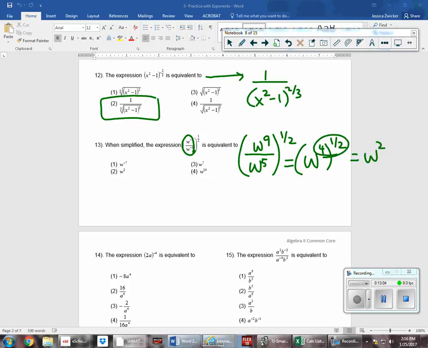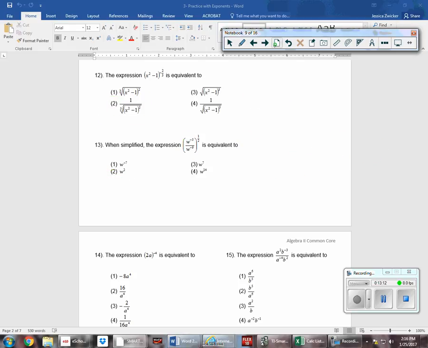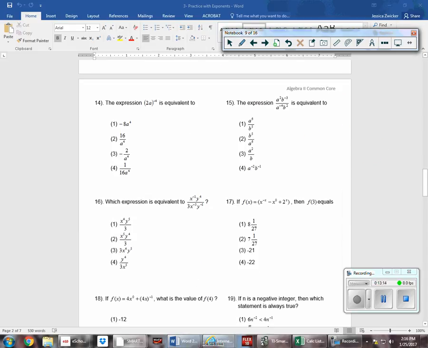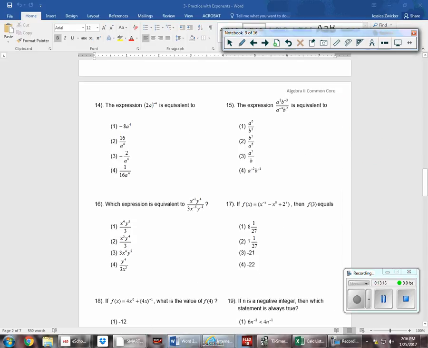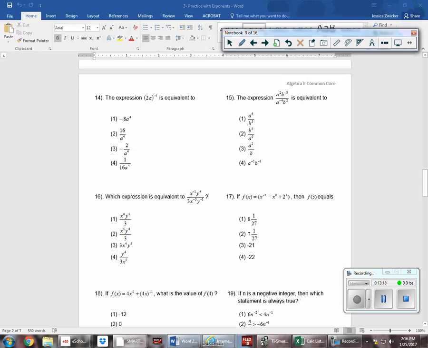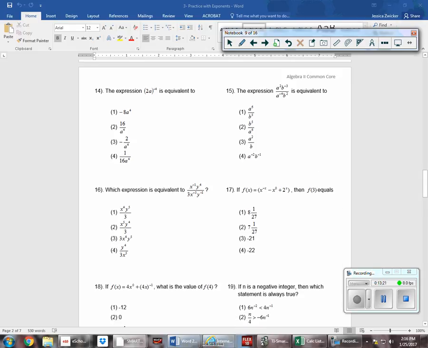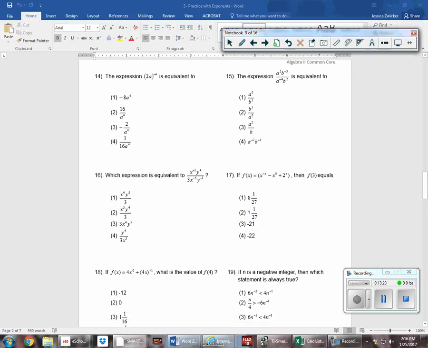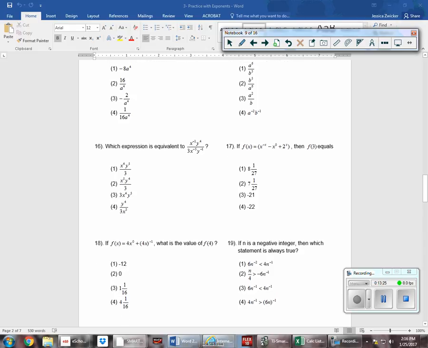It's not the only way to do it. If you get w squared another way, I'm sure it's fine, but if you want me to check it, come see me after school and I'll do so. We're going to skip 14. If you did it, it's choice 4. 15 we'll skip as well. That's choice 1. And we'll go to 16.